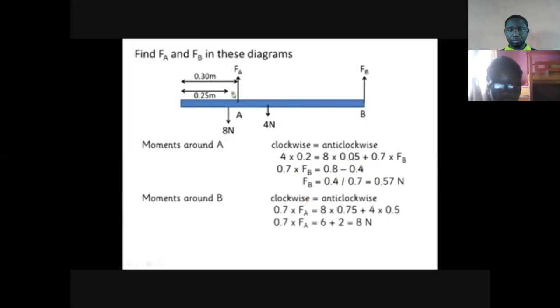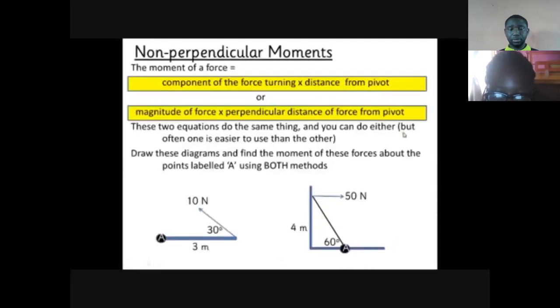The clockwise one is now 0.7 FA. These two are both going anti-clockwise around B, add up to 8. Okay, so that gives you 8 over 0.7, 11.43. Again, do the check. 0.7 is 11.43 newtons, I should say there. Is 12. So that's the moment which you've got.